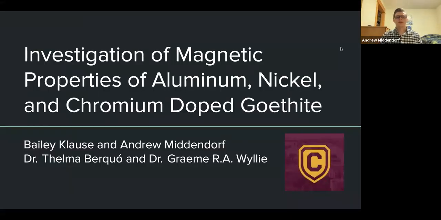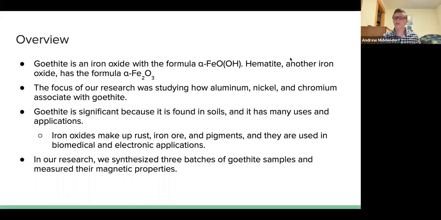There's that. Great. So I'm Bailey Klause. And I'm Andrew Middendorf. We are from Concordia College in Moorhead, Minnesota. And today we're going to be talking about our research that we conducted over the summer of 2019 on the investigation of the magnetic properties of aluminum, nickel, and chromium doped goethite. This research was facilitated by Dr. Thelma Burko with assistance from Dr. Graham Wiley.